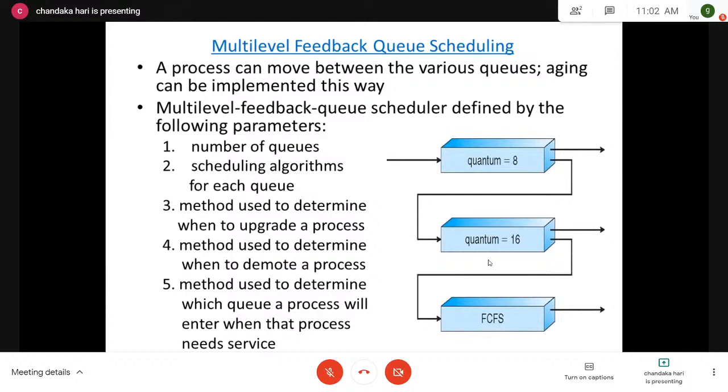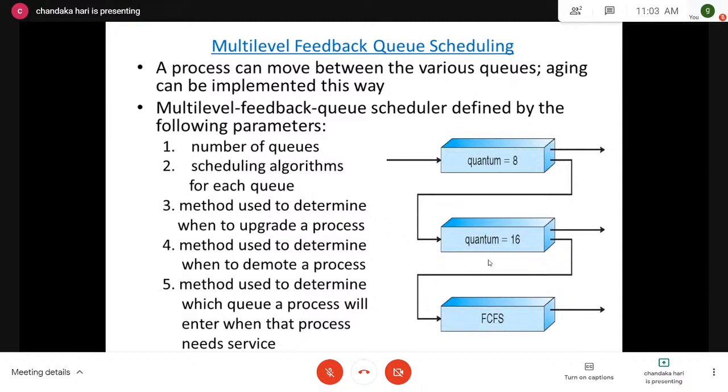And coming to the third one, the method to decide when to promote a process or when to demote a process. If a process is waiting for a long period of time, according to the aging concept, you need to add priority and shift it from one queue to another queue. That implies you need to write a method which can be used to determine when to upgrade a process. Similarly, suppose one process continues utilizing the CPU time. After some amount of time, you need to demote that process. It is continuously running, so you need to give priority to other processes also. Then you need to write another method which can be used to determine when to demote a process.